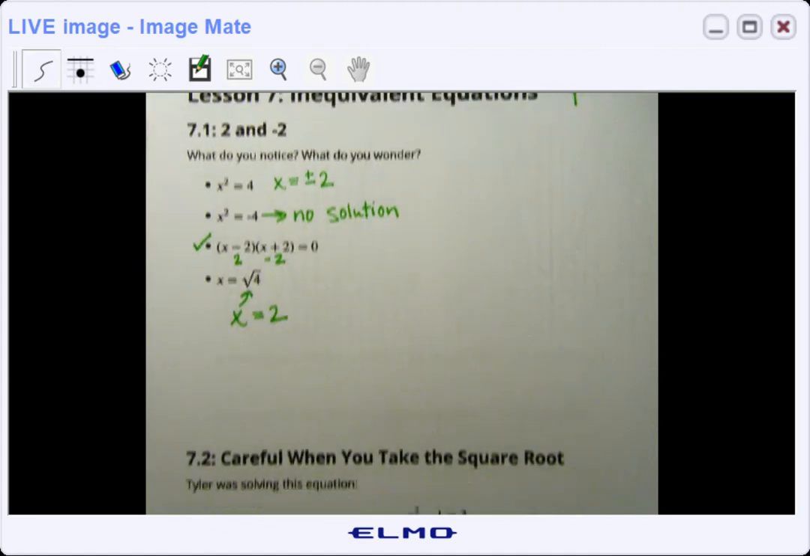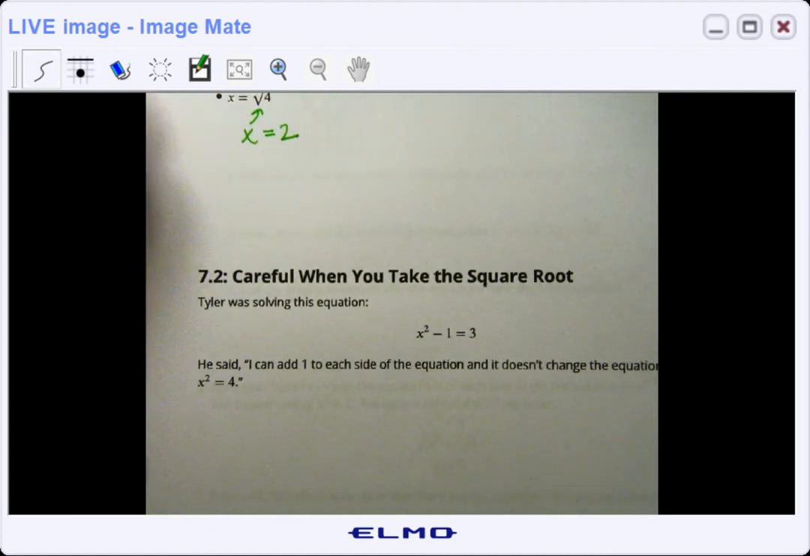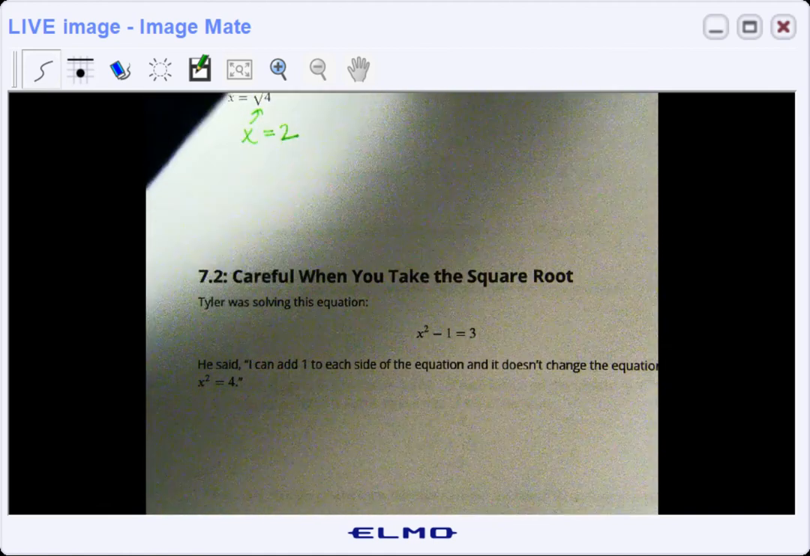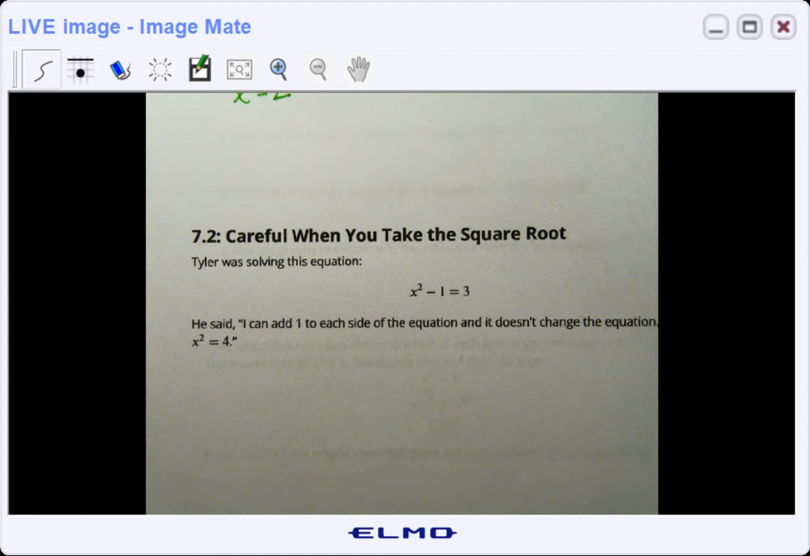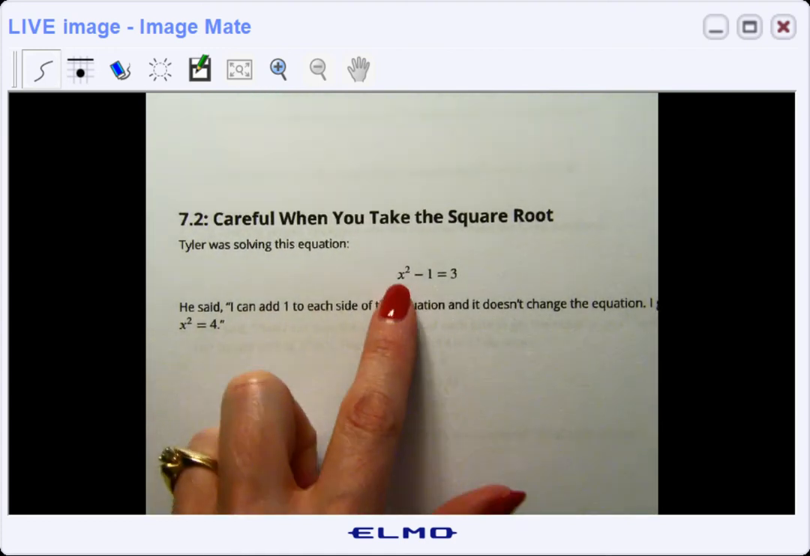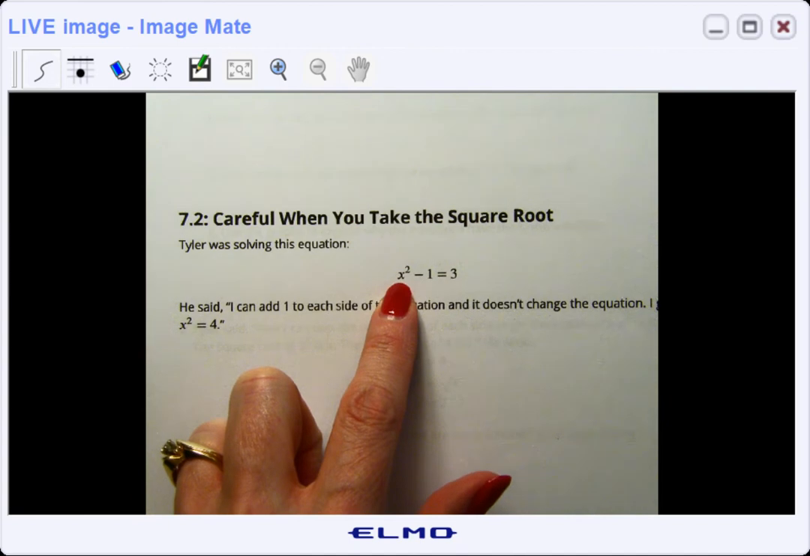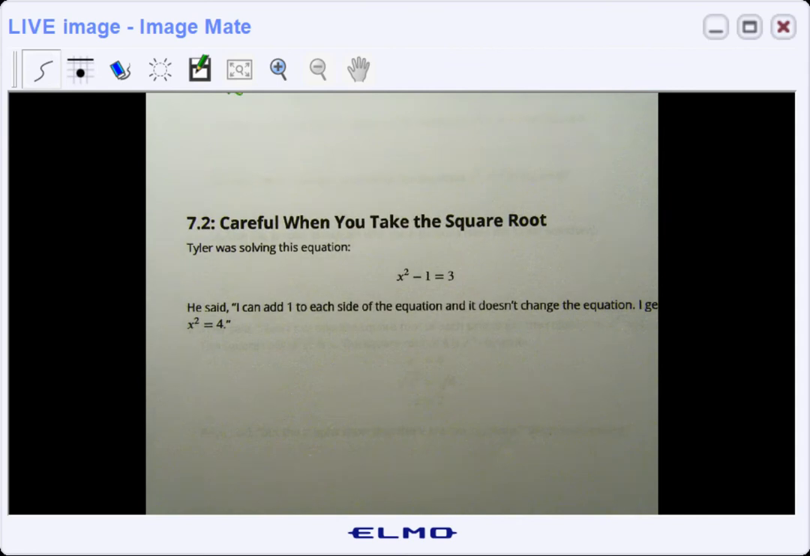Okay, so let's move along here. The title of this activity is actually a great warning. Careful when you take the square root, okay? Just keeping in mind that when we have x squared in the original equation, we have to be careful and think about how many solutions there could be when we get to our final answer.